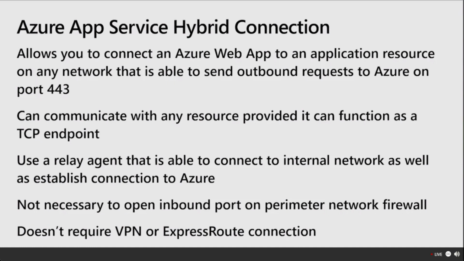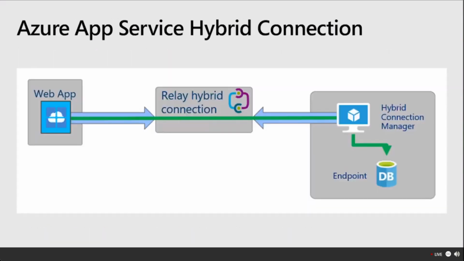Again, with this technology, it's not necessary to open an inbound port on your perimeter network firewall. And of course, it doesn't require that you have a VPN or an ExpressRoute connection. So in this diagram, you can see that you've got a web app running in the cloud. You've got a system that's running on premises that's hosting the relay hybrid connection. Now, if you want, you can have the relay hybrid connection on the data source itself, which is what I'm going to show you in the demo, or you can have the data source on another system. For example, you can then configure Hybrid Connection Manager to connect through to the endpoint, such as a database.